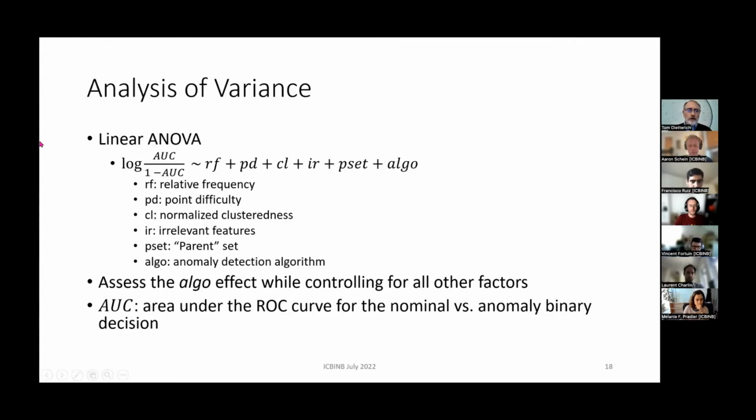And so the log odds of that can be treated like a logistic regression. And so we can fit a linear model where we have predictor variables for the relative frequency, the point difficulty, and so on. P set is the parent data set, the domain, and finally, the algorithm that we're using. And we wanted to know, basically, if you control for all these other sources of difficulty, what is the effect of the algorithm on the area under the ROC curve? Not surprisingly, the domain has the most impact, and then the relative frequency is very important, and the algorithm choice was actually the third most important factor.